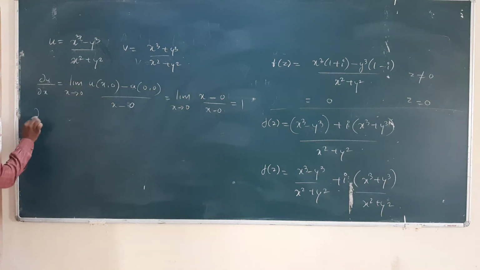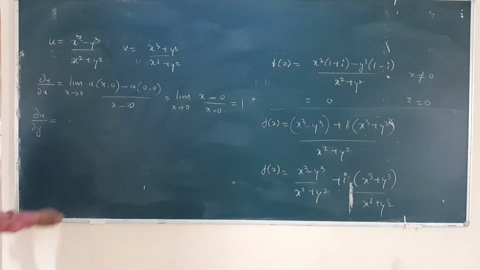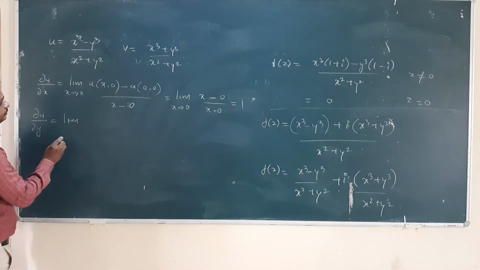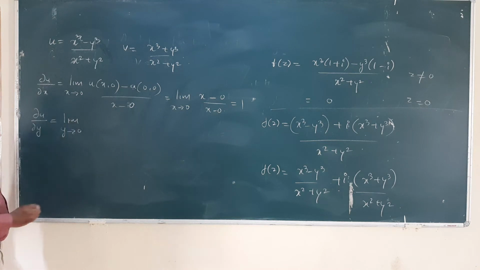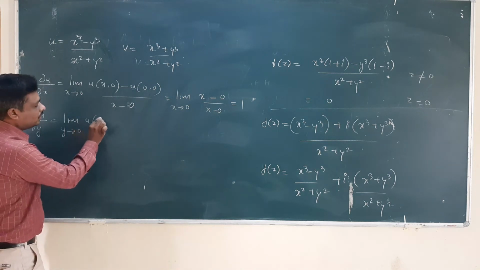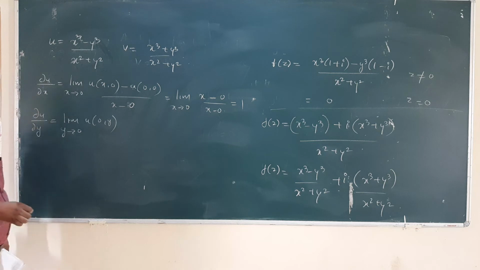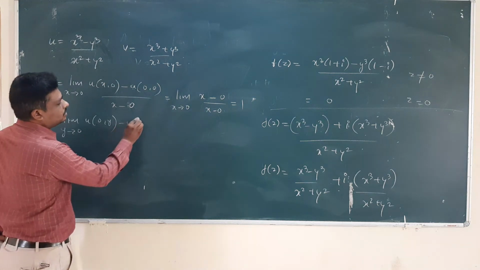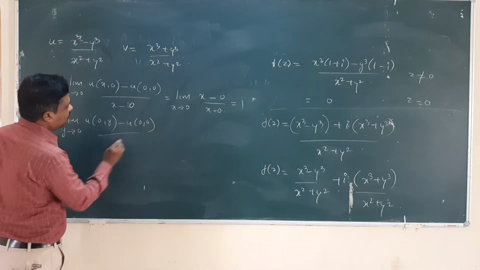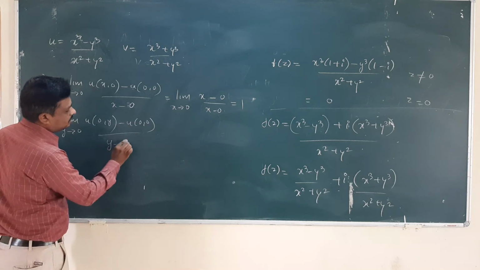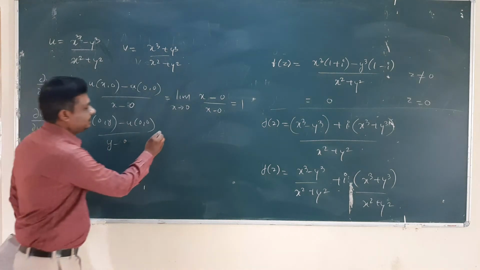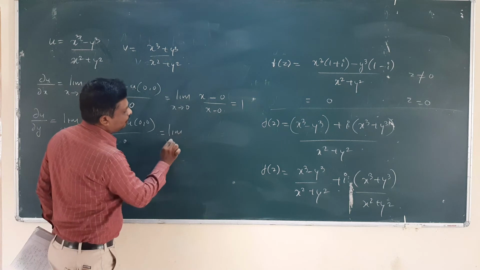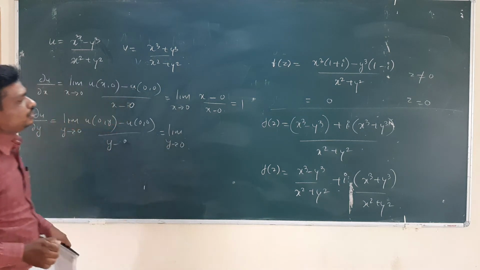Again, dou u upon dou y. So limit of y tends to 0, u of (0, y) minus u of (0, 0) upon y minus 0. So again this implies limit of y tends to 0.